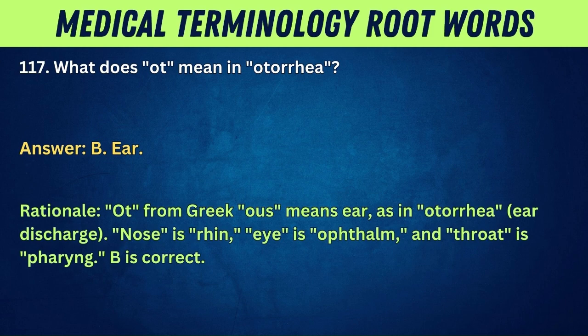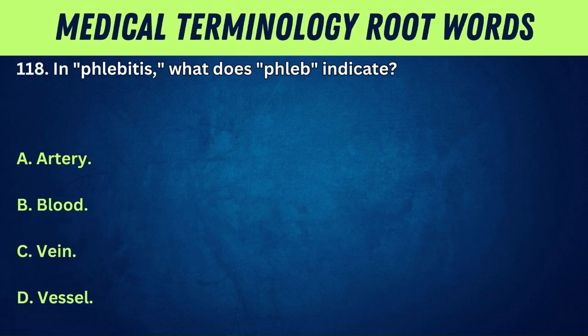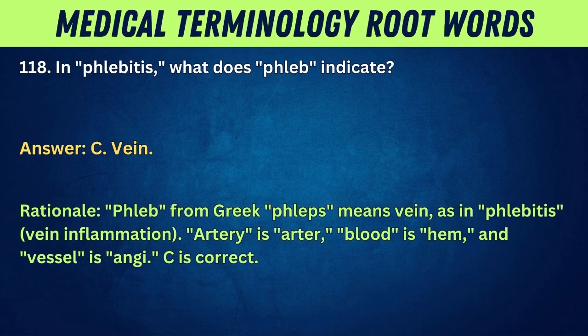B is correct. 118. In phlebitis, what does phleb indicate? A. Artery. B. Blood. C. Vein. D. Vessel. Answer: C. Vein. Rationale: phleb from Greek phleps means vein, as in phlebitis, vein inflammation. Artery is arter, blood is hem, and vessel is angi.